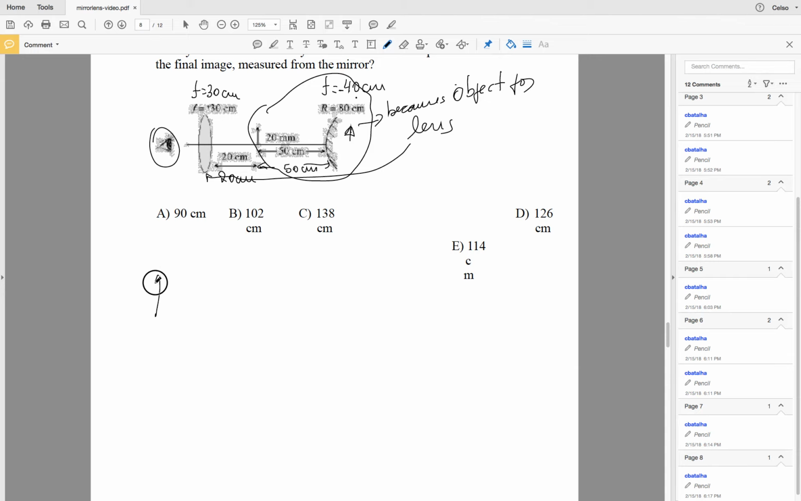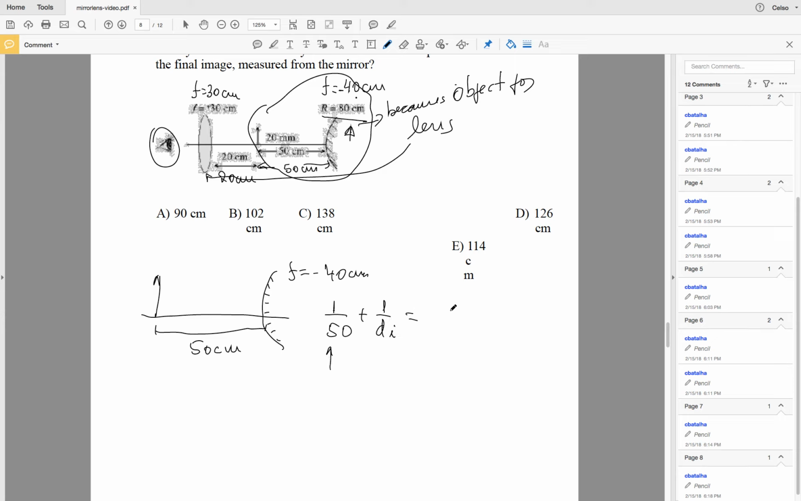So first of all, let's start with the first step, which is the one with the convex mirror. This object is 50 centimeters from this mirror that has a focal length of 40 centimeters, right? Since the radius is 80. And then where is the image formed? 1 over 50 plus 1 over di. This is my 1 over DO, is equal to 1 over the focal length. Don't forget to put the negative sign. And then 1 over DI is equal to negative 1 over 40 minus 1 over 50. This is going to be negative 200 maybe.